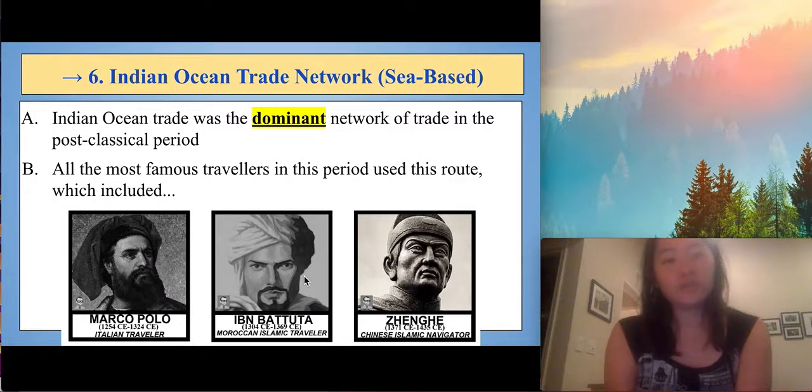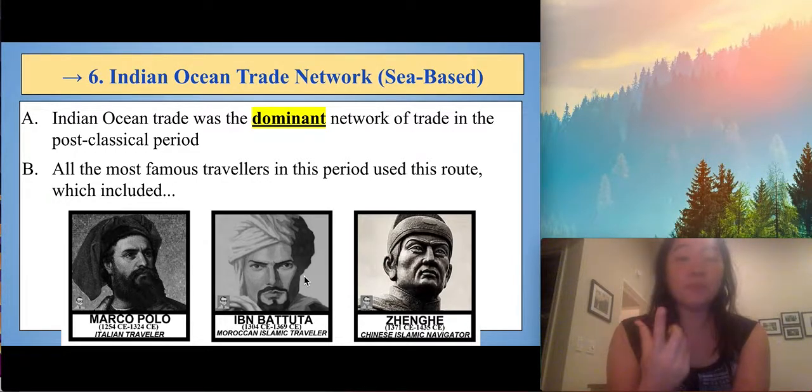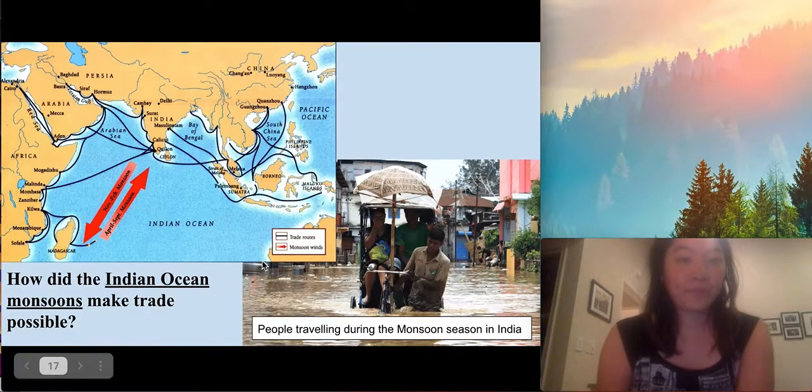So the Indian Ocean trade was the dominant network of trade in the post-classical period. All the most famous travelers in the world in this period used this route, including Marco Polo, Ibn Battuta, and Zheng He. And how did the Indian Ocean monsoons make trade possible?